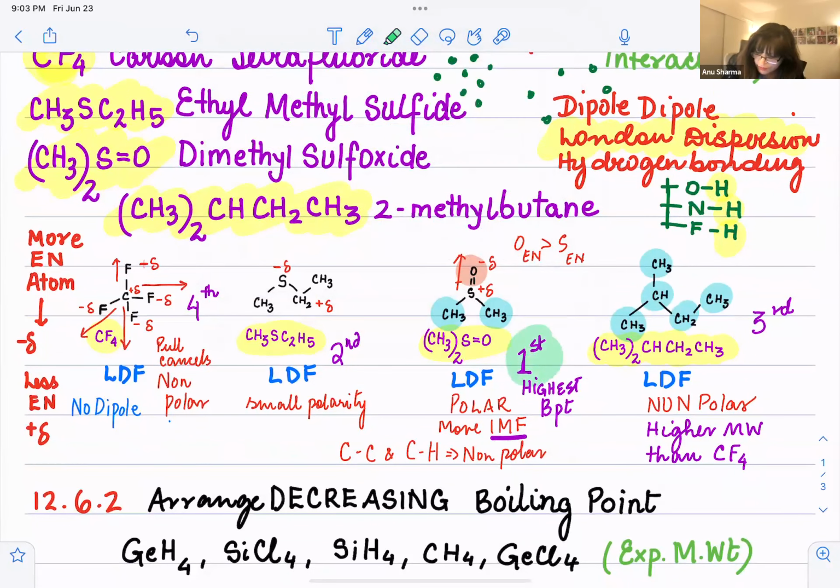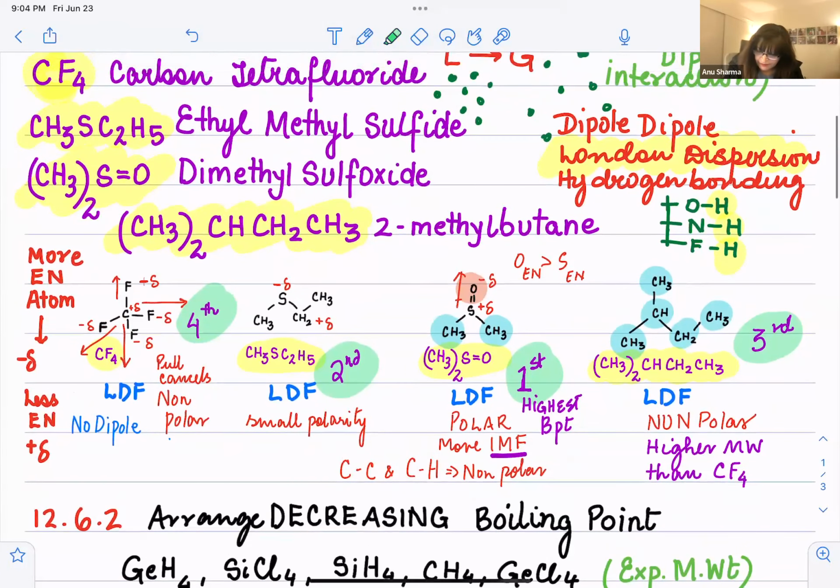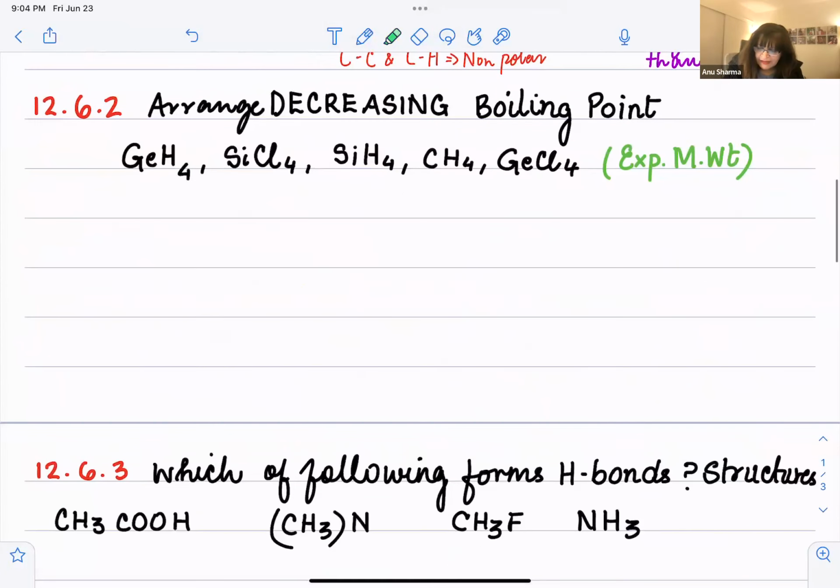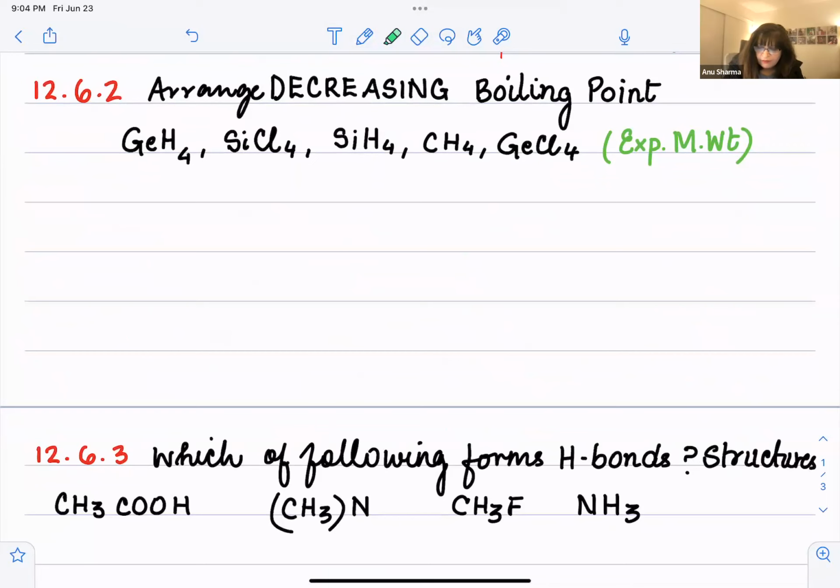So this is the first one, the top, decrease. So going from here, go next is this one, then is this one, and then it comes this one. Okay, so that's how it is. All right, next is arranging in decreasing boiling point.